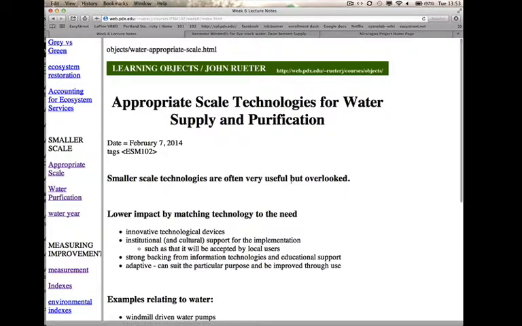So first of all, the reason we want to have this discussion is because small technologies are often overlooked because they're not the standard operating procedure right now. In a country such as the United States, where big projects are easy to implement, it just seems like we would try to do those same sort of large projects everywhere. But it could be that in other areas of the world, and in fact in areas around the United States, we should be looking at smaller environmental projects. And a couple of these are technologies for water supply and purification.